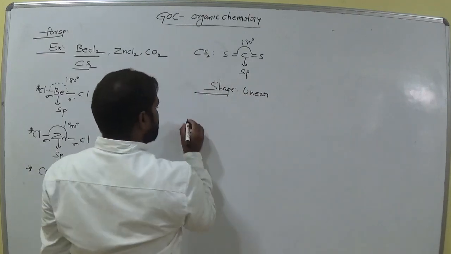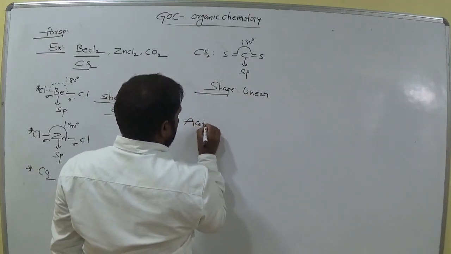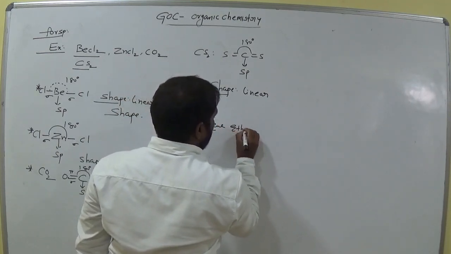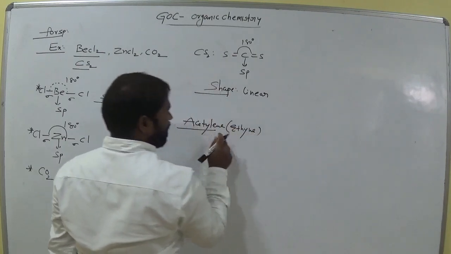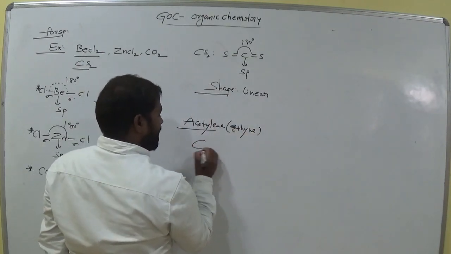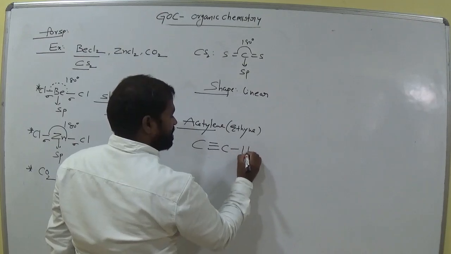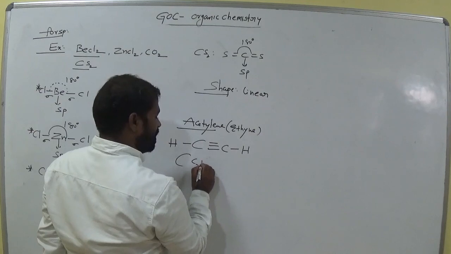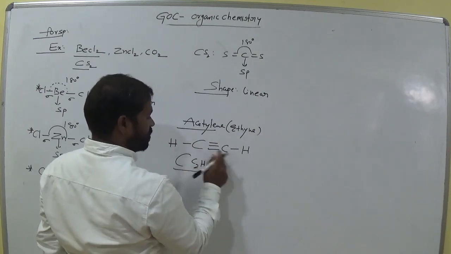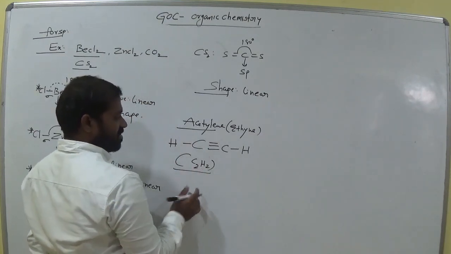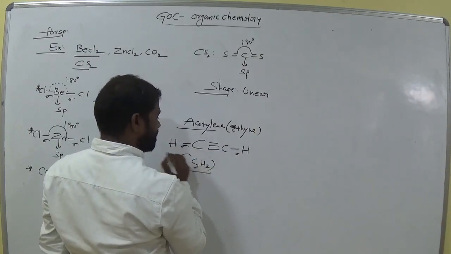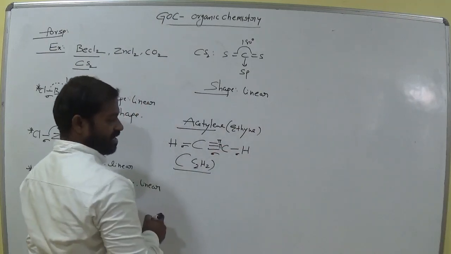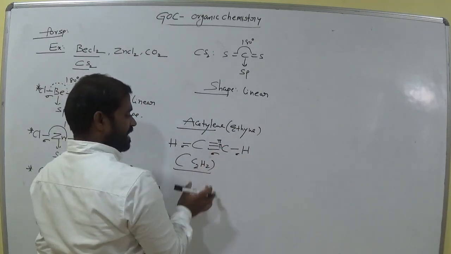Okay. Next come to acetylene, and its other name is ethine. Acetylene or ethine. The structure is CH triple bond CH. This is the structure of acetylene. The formula is C2H2, two carbons, two hydrogens. The structure is like this. This is a sigma bond, this is a sigma bond, this is a sigma bond. In the triple bond, one is a pi bond, another one is a pi bond. Okay, acetylene we call it.